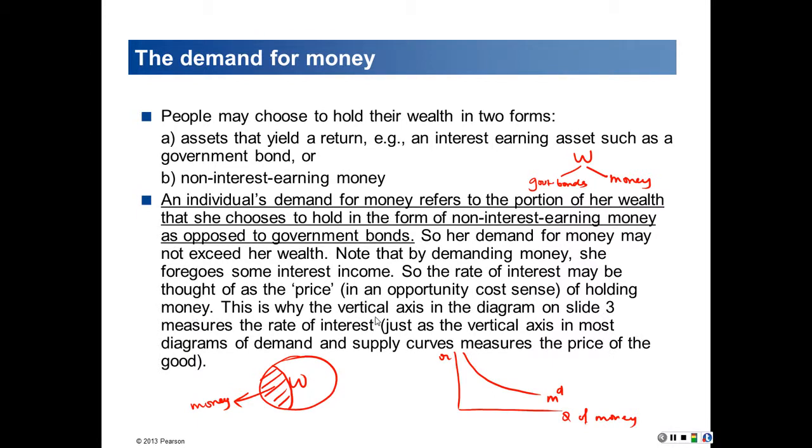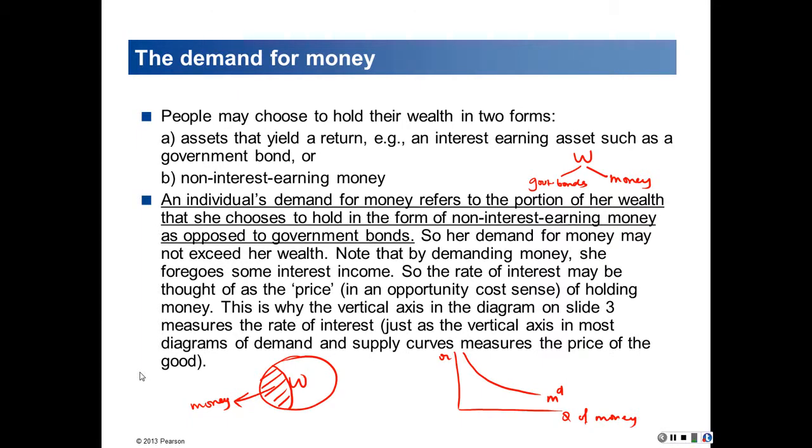It says this is why the vertical axis in the diagram on slide 3, or this diagram here, measures the rate of interest, just as the vertical axis in most diagrams of demand and supply curves measures the price of the good. Correct? In most diagrams where we have a demand curve, the vertical axis measures price. So here in this diagram, we have the interest rate on the vertical axis. So the question is, can the interest rate be viewed as a price of money? And we say, yes, it is a price of money.